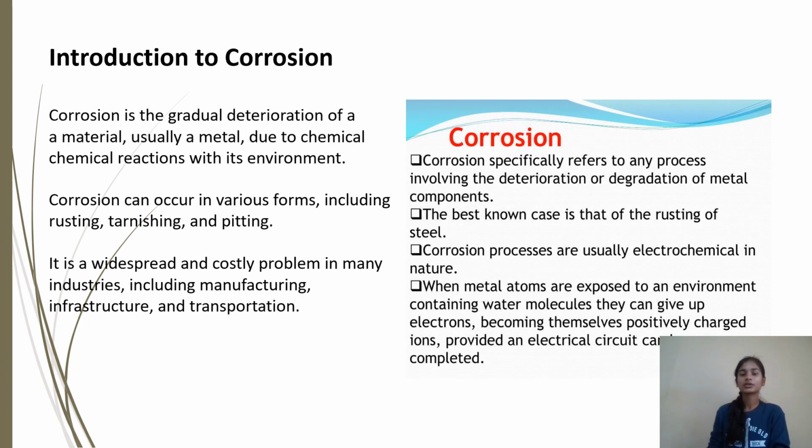Introduction to corrosion. Corrosion is a gradual deterioration of a material, usually a metal, due to a chemical reaction with its environment. Corrosion can occur in various forms, including rusting, crevice corrosion, and pitting. It is a widespread and costly problem in many industries, including manufacturing, infrastructure, and transportation. It is best known for its case, the rusting of steel. Corrosion is a process usually electrochemical in nature.